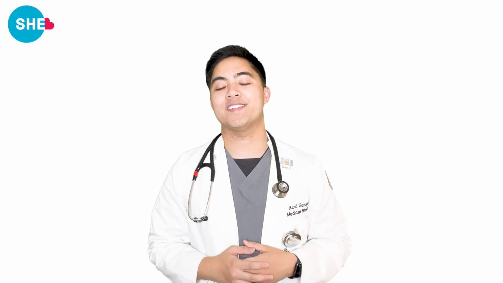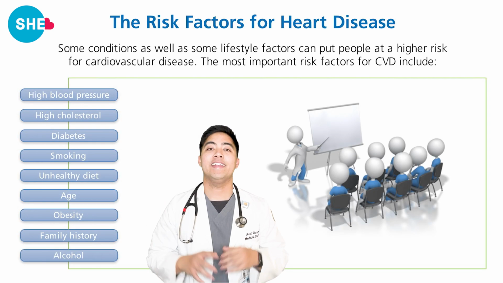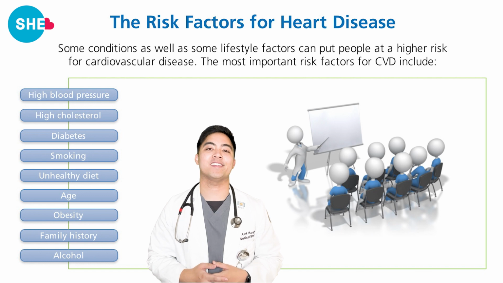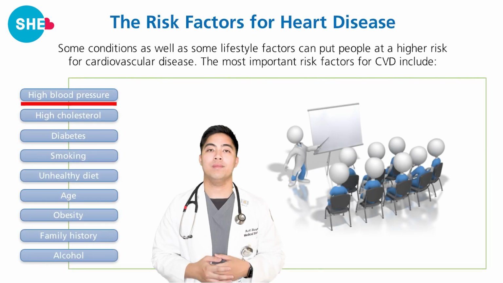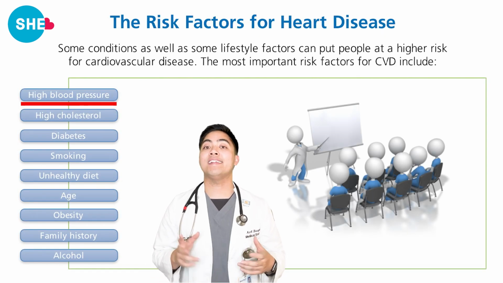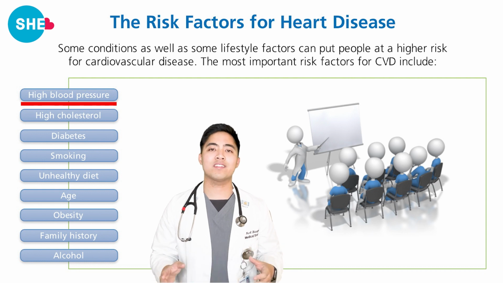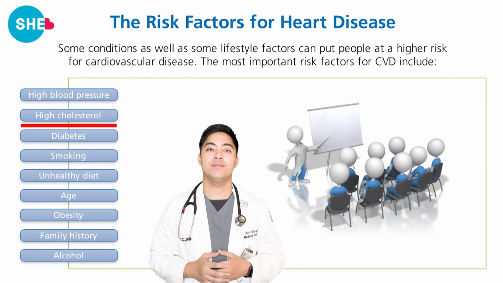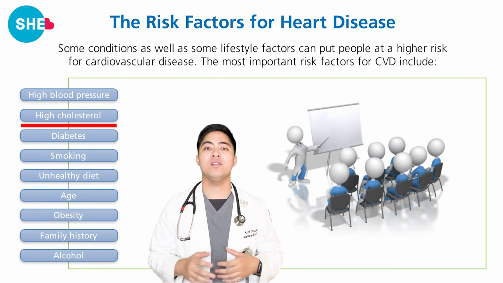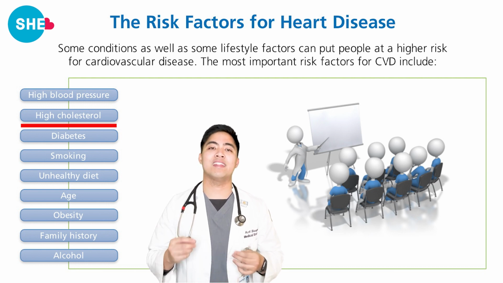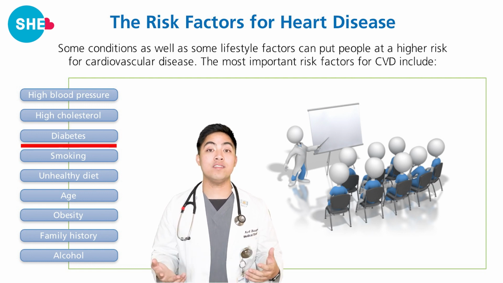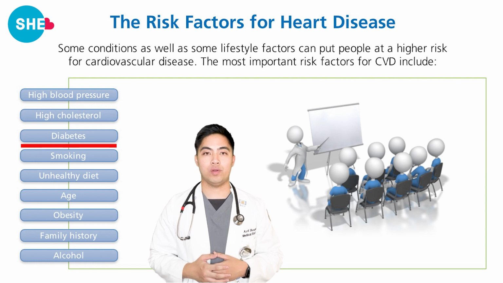Let's review what we discussed last week. Here is a summary of conditions and risk factors for cardiovascular disease. High blood pressure can thicken and narrow vessels and is one of the biggest causes of sudden heart attacks and strokes. High cholesterol leads to a buildup of plaque and thickening and narrowing of the arteries. Having diabetes increases the risk of heart attack and stroke.